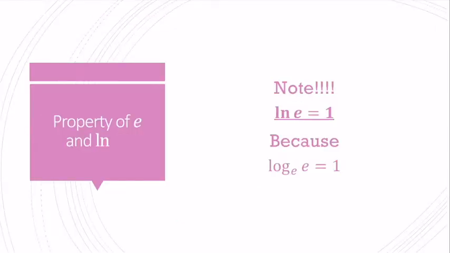So, friendly reminder that I want to say real quick is that the natural log of e is 1, because log base e of e is 1, right? And we already said that if I have log base a of a, that's going to equal 1. So the natural log of e is 1, and we're going to use this property to solve quite a few exponential functions.